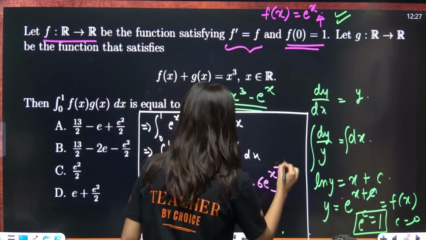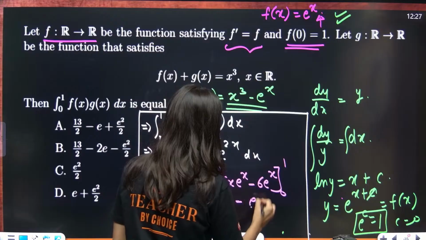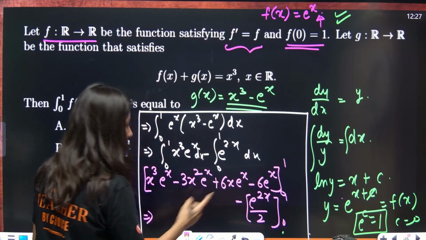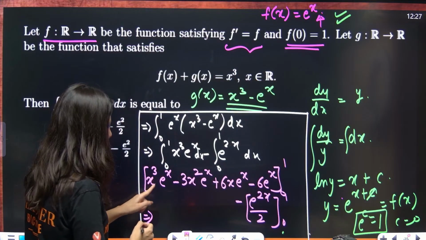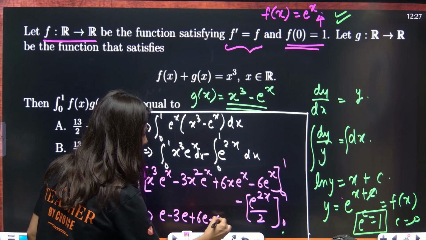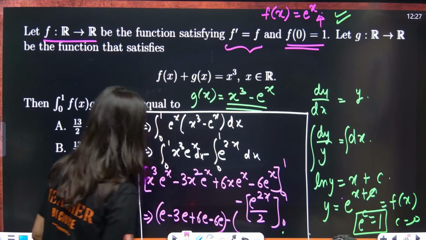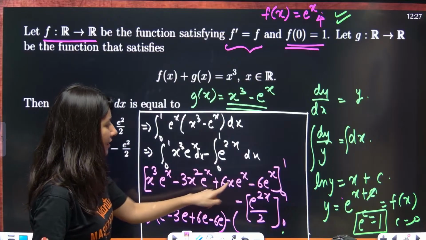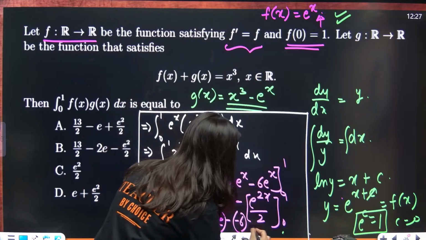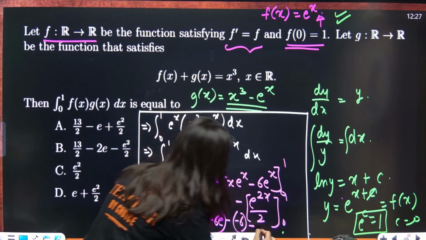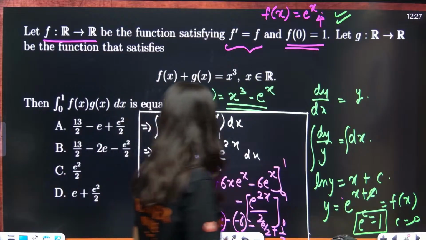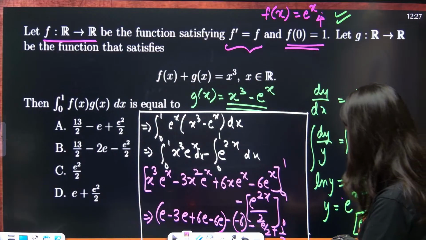And this is 0 to 1, minus, now e power 2x integration is e power 2x by 2, 0 to 1. Let's solve. If you put 1, what are you going to get? 1 into e. So e minus 3e plus 6e minus 6e, minus, now if you put 0, this is gone, this is gone, this is gone, this is minus 6. Now what about this negative of, if you put 1 over here, you will get e by 2, plus if you put 0, you will get 1 by 2. Okay, everybody. Now if you solve it, you will realize what you are going to get.